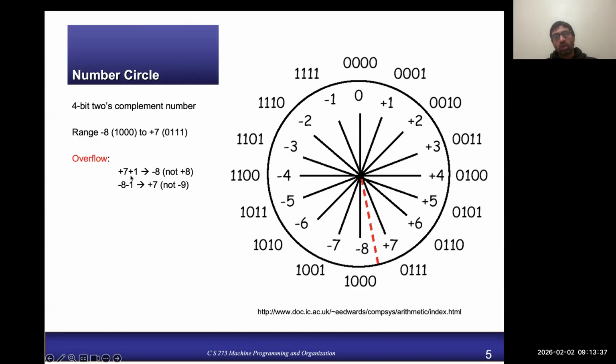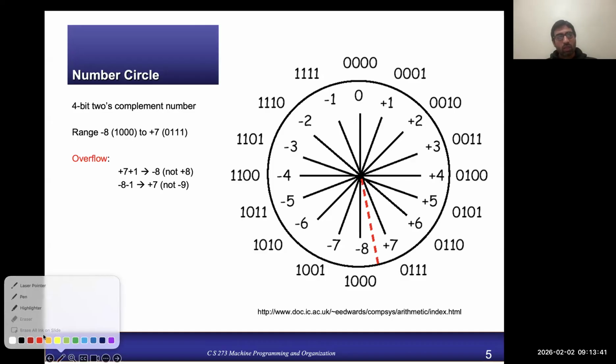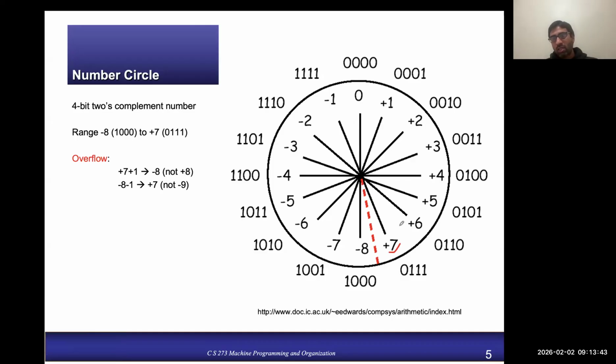So there is an overflow. When you add 1 to 7 here, you don't get 8, you actually get minus 8, right? And similarly, when you subtract 1 from minus 8, you don't get minus 9, you get 7. Why? Because these are signed numbers, and the most significant bit has a negative weight. Okay. Any questions?